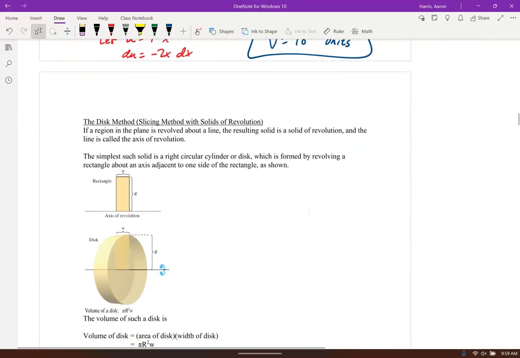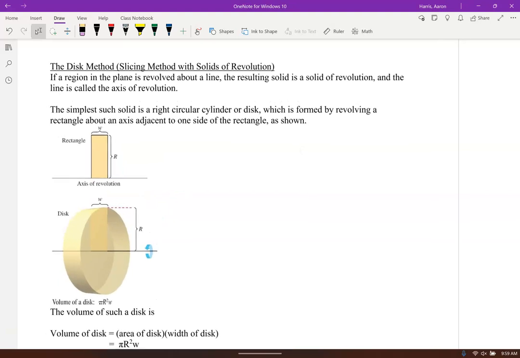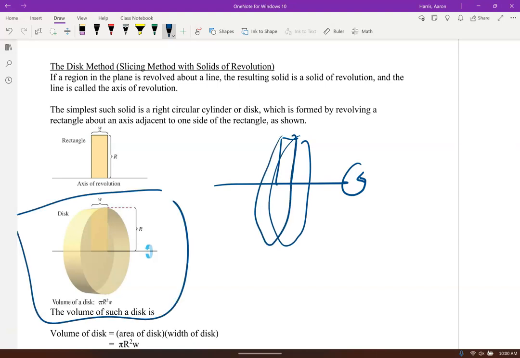All right, let's get into the disk method. The disk method is, we're going to be doing slicing with solids of revolution. So the simplest way to think about this, as I mentioned here, is to take a rectangle. We're going to rotate it around this horizontal axis. So if you spin this around, can you see how, I can't draw it at all, but you got the disk, right? Spin it around. And so that's what we're doing here.